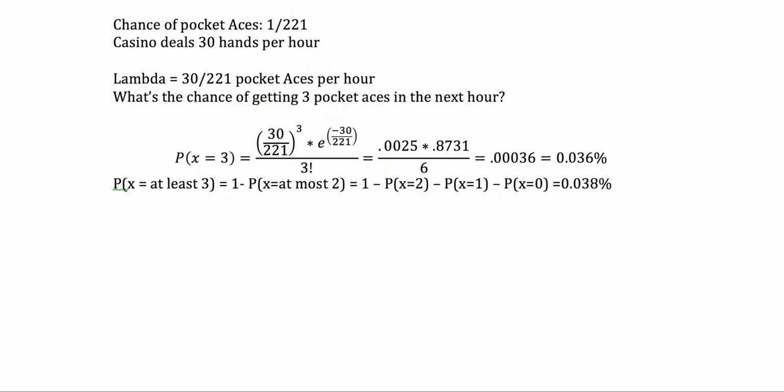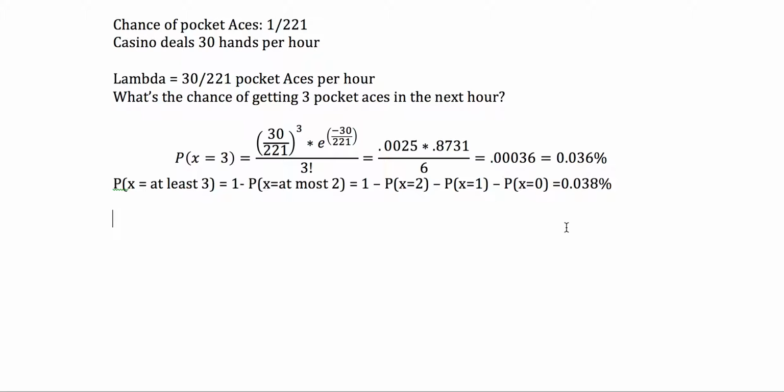Now, as you can see, this makes sense because it's a little bit higher than the probability that we'll get at least 3, but the chance of getting 4, 5, 6, so many pocket aces is very, very low. And so they only add up to another 0.002%. So, okay, this is one example of using the Poisson distribution.